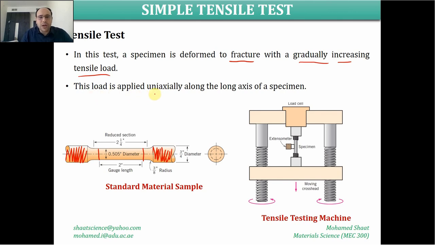The load is applied uniaxially. So this is known as uniaxial stress, or uniaxial applied load, along the longitudinal axis or direction of the material sample. The machine keeps on stretching this material sample from both sides.